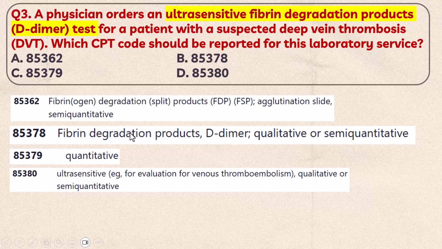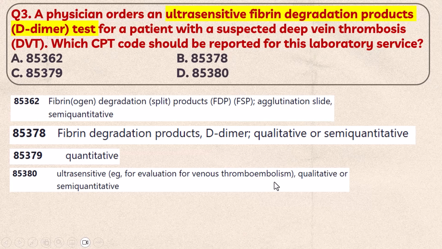85378 is fibrin degradation products D-dimer qualitative semi-quantitative. But in our case, it is ultra-sensitive fibrin, but this is not mentioning that. 85379 is quantitative. 85380 is ultra-sensitive for evaluation for venous thromboembolism, qualitative or semi-quantitative. So this code you have to read as the follow-up code of this one. You can see the semicolon here. So code number 85380 is fibrin degradation products D-dimer, ultra-sensitive, qualitative or semi-quantitative. So that is the case here.